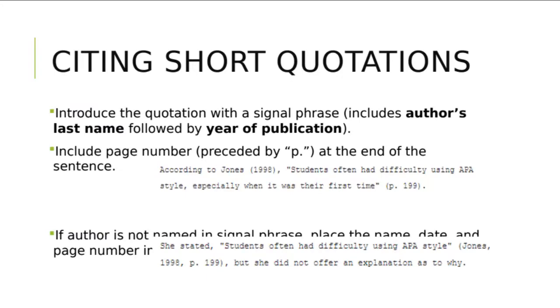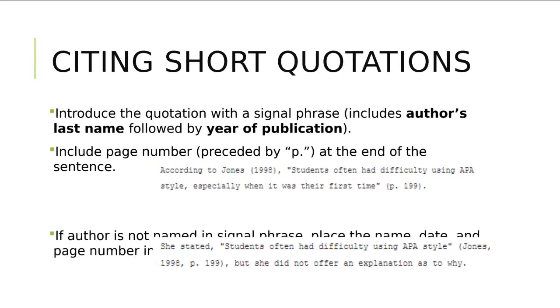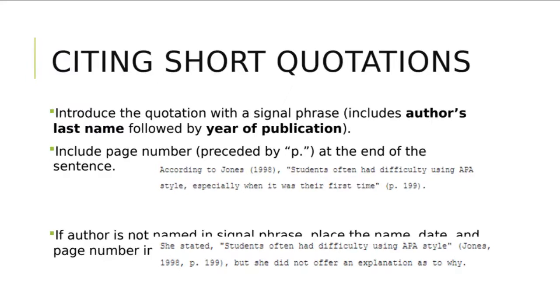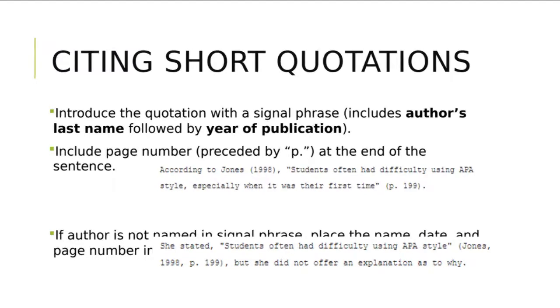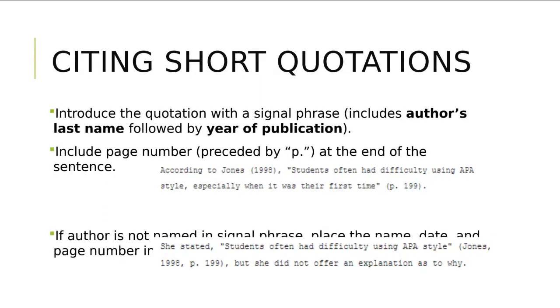So citing short quotations. These are some short quotations. So we have the page number here. Now, we already put, according to Jones, 1998, we already quoted Jones right there, the last name. So we denoted, hey, it's Jones, and we also put the year. So we're good there. Now we have to put the page number of that quote. Okay, so that's why it's cited in this manner.